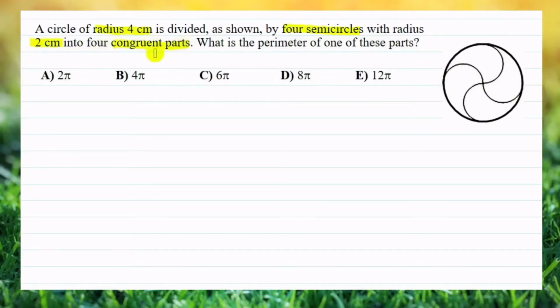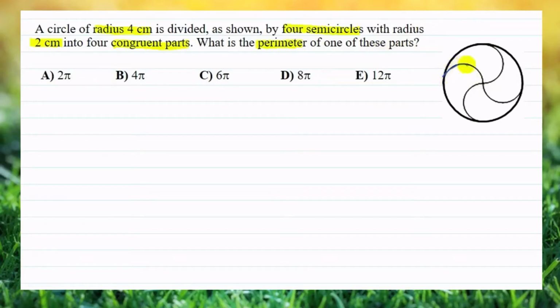What do you mean by congruent parts? Congruent parts means all these parts are equal. All 4 parts are equal. What is the perimeter of one of these parts? The question is asking for the perimeter, so let us see what we need to find. We need to find this perimeter.